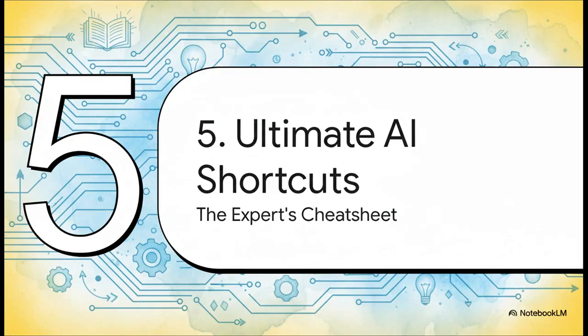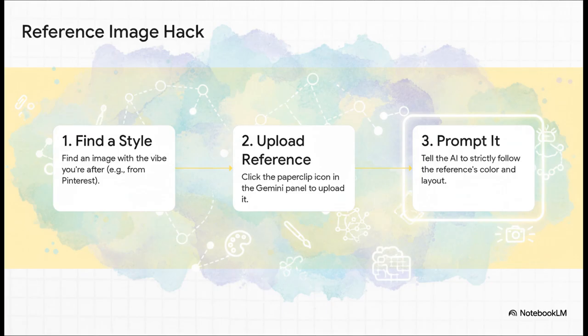Okay, so you've got the fundamentals of the Pro formula down. Now, are you ready for the fun stuff? Let's dive into a few shortcuts that are going to take your prompts to a whole new level. Think of this as the expert's cheat sheet. This first one is, honestly, maybe the biggest time saver there is. Instead of struggling to describe a style with words, you can just show the AI what you want. You find an image with a vibe you love, upload it as a reference, and then just tell the AI, hey, match this color palette, match this lighting, match this layout. It is an absolute game changer.